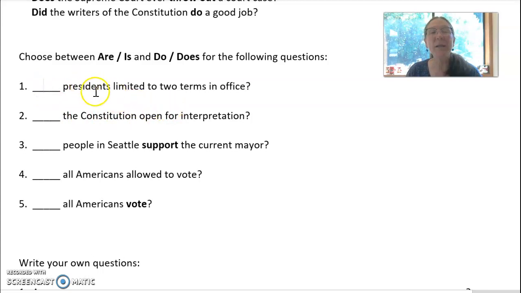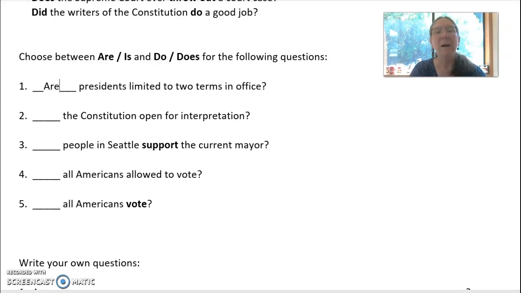So presidents is plural, so you know it's going to be plural, are or do. Are presidents limited? Do presidents limited? Do you see a base form of the verb in the sentence? Is limited a base form? No, it isn't. It's actually an ed adjective. So I would put are here. Are presidents limited to 2 terms in office? Okay. How did you do? Did you get that one?